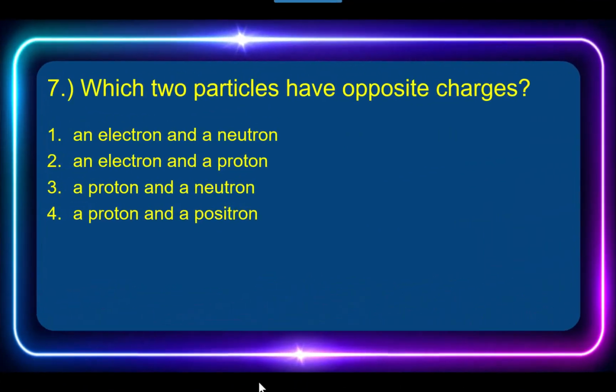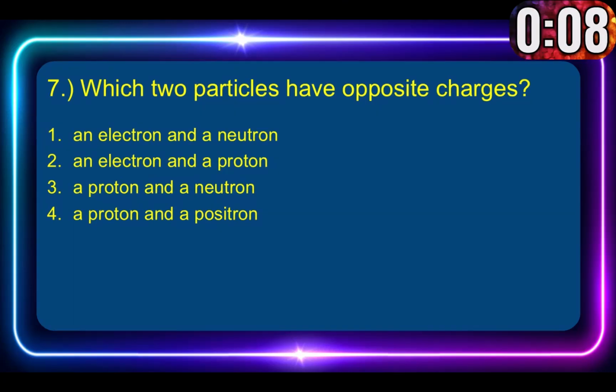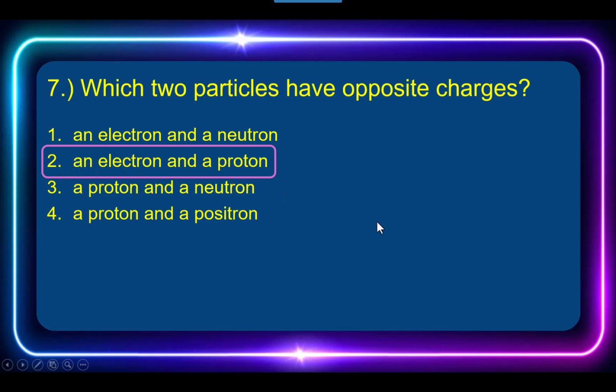Question number 7. Which two particles have opposite charges? Is it 1, an electron and a neutron? Is it 2, an electron and a proton? Is it 3, a proton and a neutron? Or is it 4, a proton and a positron? Go ahead, lock in your answers. If you selected number 2, an electron and a proton, you were correct and you earned 10 points.